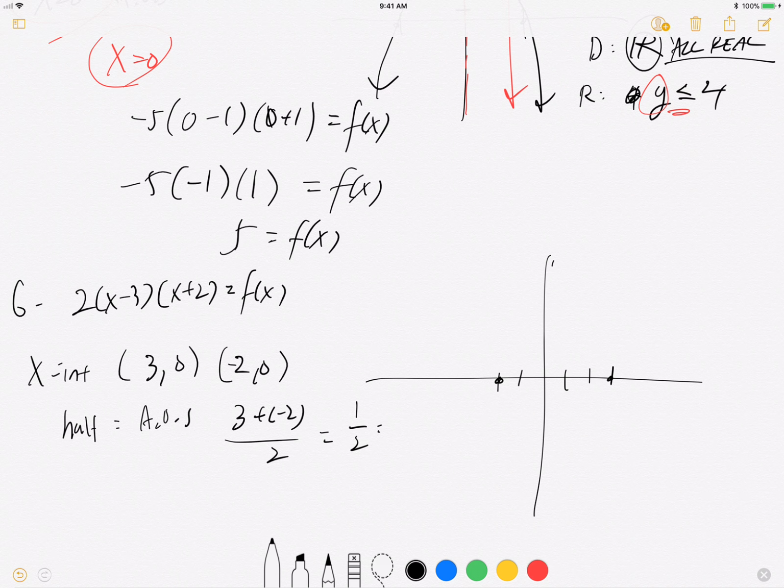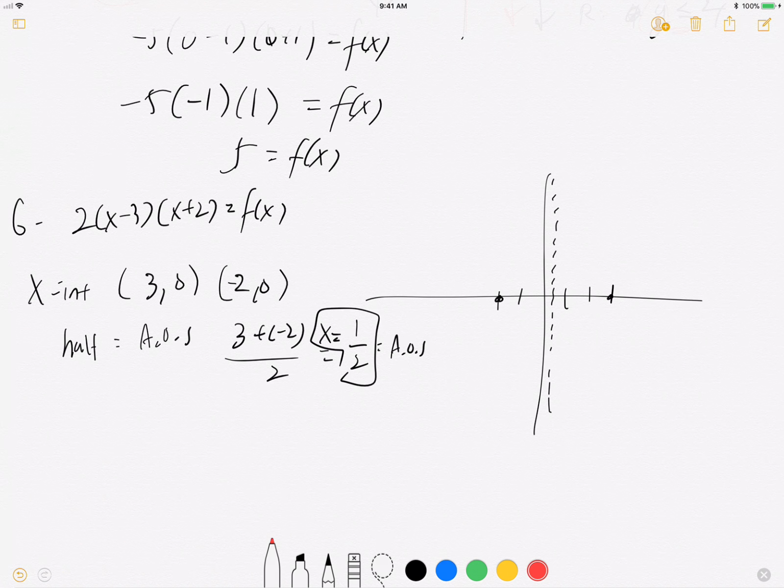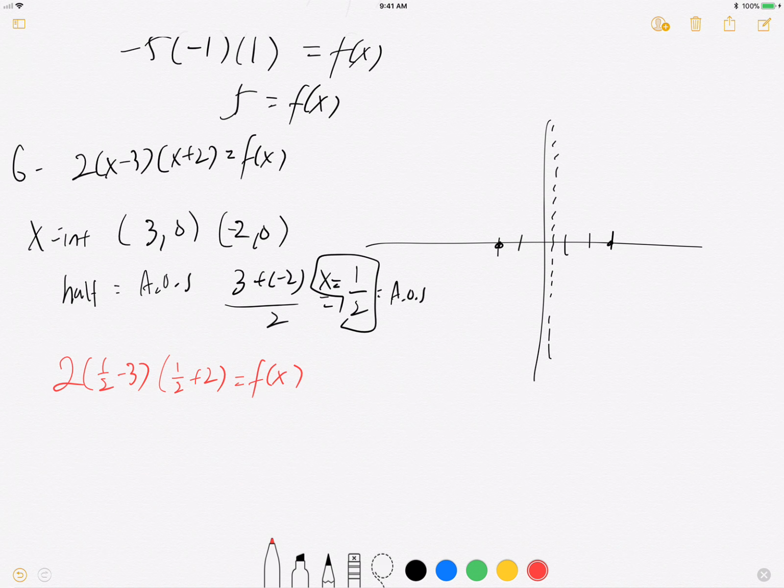So the x-coordinate of the vertex is 1/2, which is also your axis of symmetry when you label it as x equals 1/2. Then I'm going to take this 1/2 and plug it in. 2 times (1/2 - 3)(1/2 + 2) becomes f of x. Now, this might be a lot of work to do, but if you do it, then you get the correct vertex. This becomes negative 5 over 2. This becomes 5 over 2, and it's 2 times all of this.